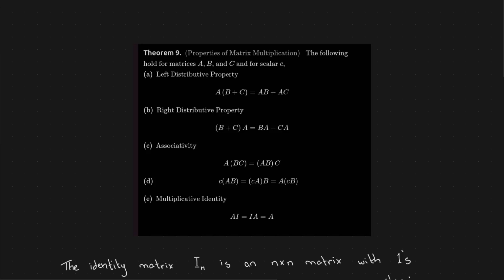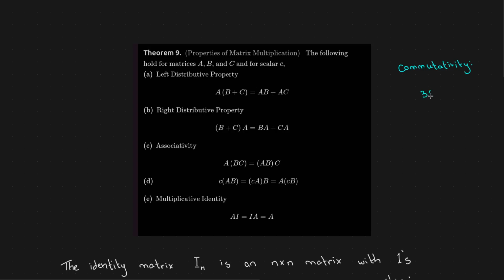Now, looking through this list of properties of matrix multiplication, there's actually one property that we use a whole lot with multiplication of real numbers that's not included in this list of properties for matrix multiplication. That is the property of commutativity. Commutativity is the property that it doesn't matter which entry comes first.